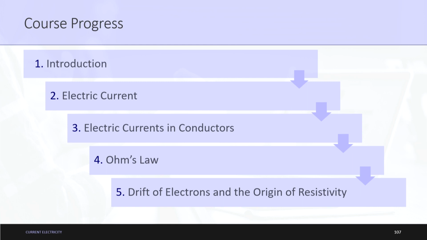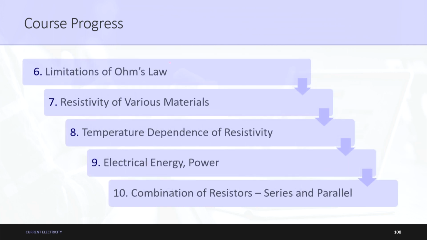So, the course progress for you. The introduction is done, electric current is done, and the mathematical formulation has been explained. Electric current in conductors is done, Ohm's law, that is V equals IR, is done, and the drift of electrons and the drift velocity concept are also done. The limitations of Ohm's law have been explained, the resistivity of various materials has been explained, and color coding has been explained nicely using 3 examples. The temperature dependence of resistivity for conductors, semiconductors and insulators has also been explained.